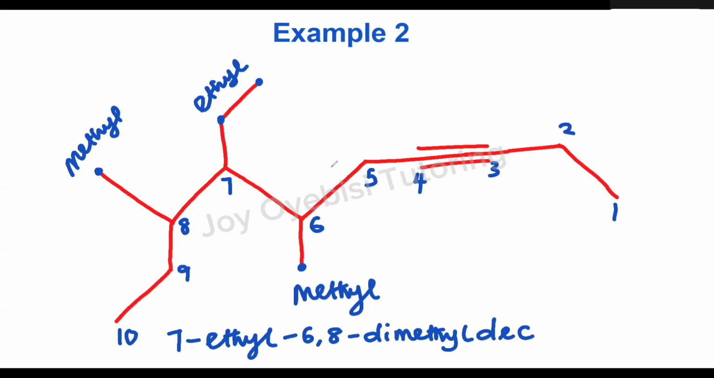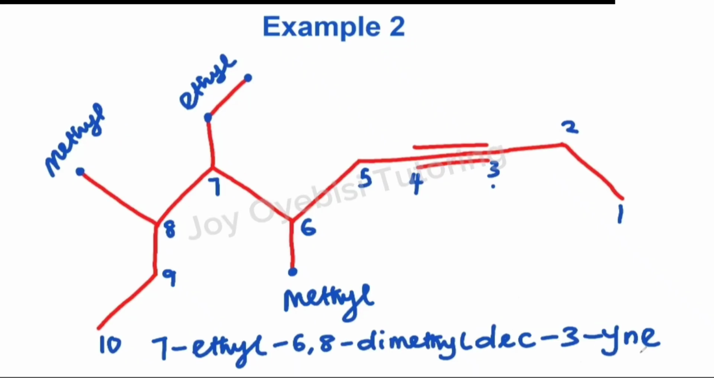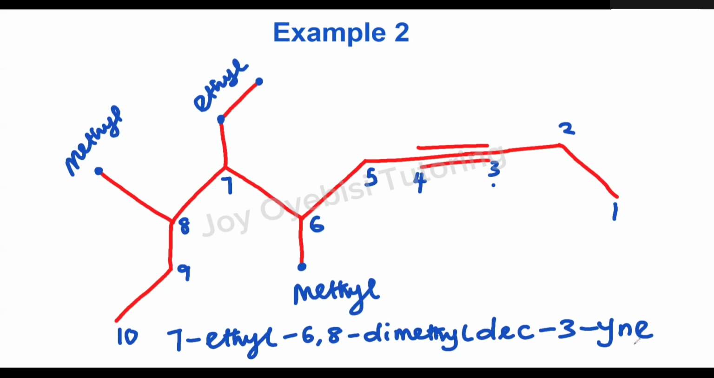And since this is an alkyne, you must specify the position of the triple bond. So I'm going to go ahead and say dec-3. The smaller one is what you name, not the 4. Dec-3-yne. So 7-ethyl-6,8-dimethyl-dec-3-yne. And that's the name of this compound.